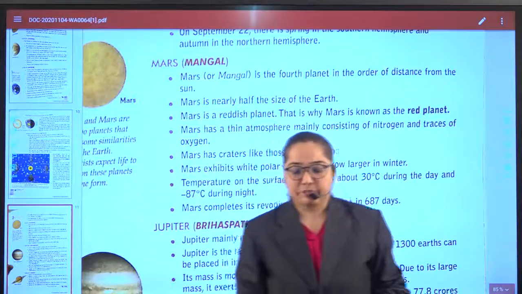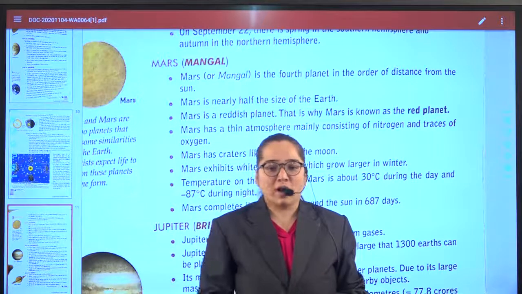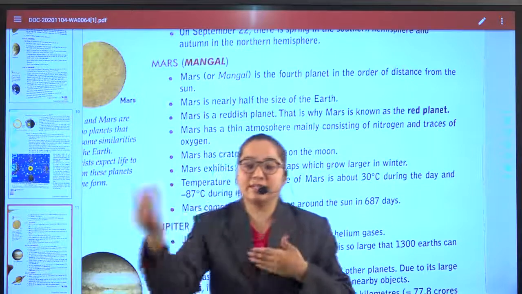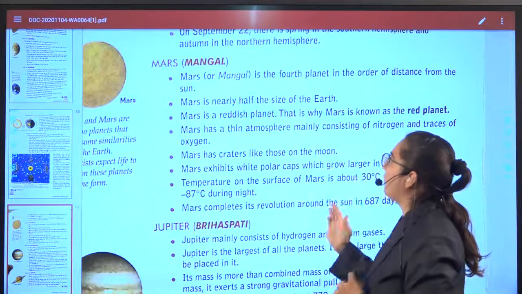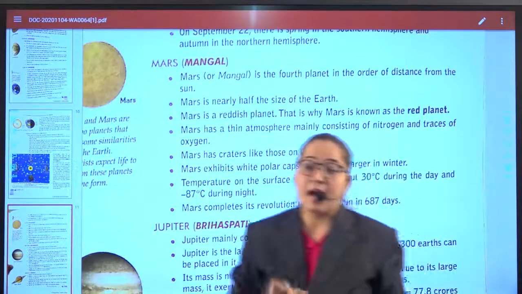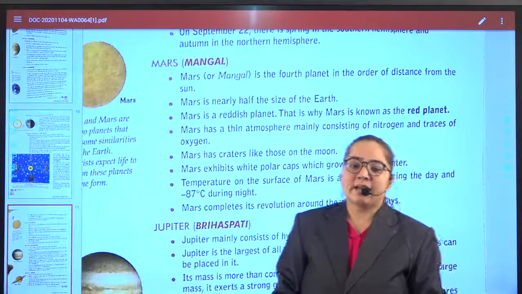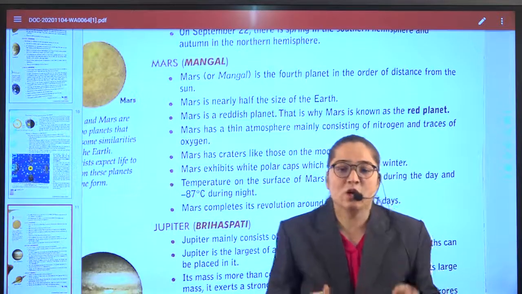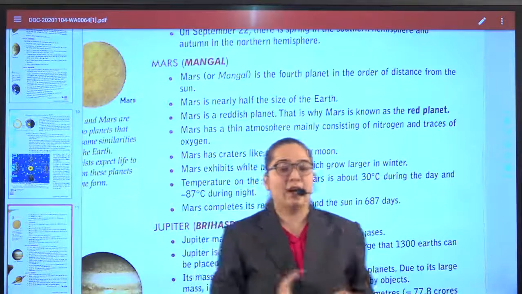Then about the next, Mars, also called Mangal, it is the 4th planet if we calculate distance-wise from the sun, and it is about half the size of the Earth, and it is a reddish planet, so it is called the red planet. It has a very thin atmosphere containing nitrogen. It also has craters, that means bade bade khadde like we have on the moon.